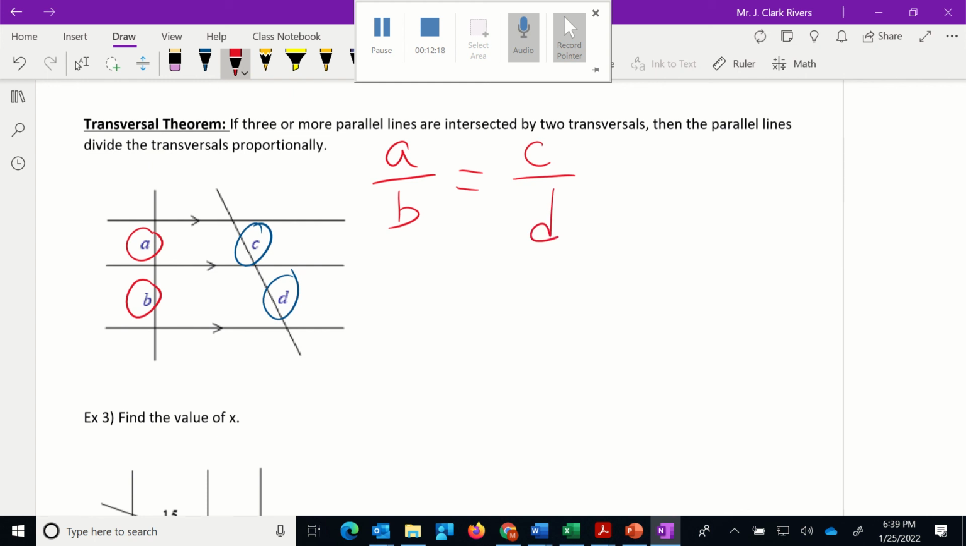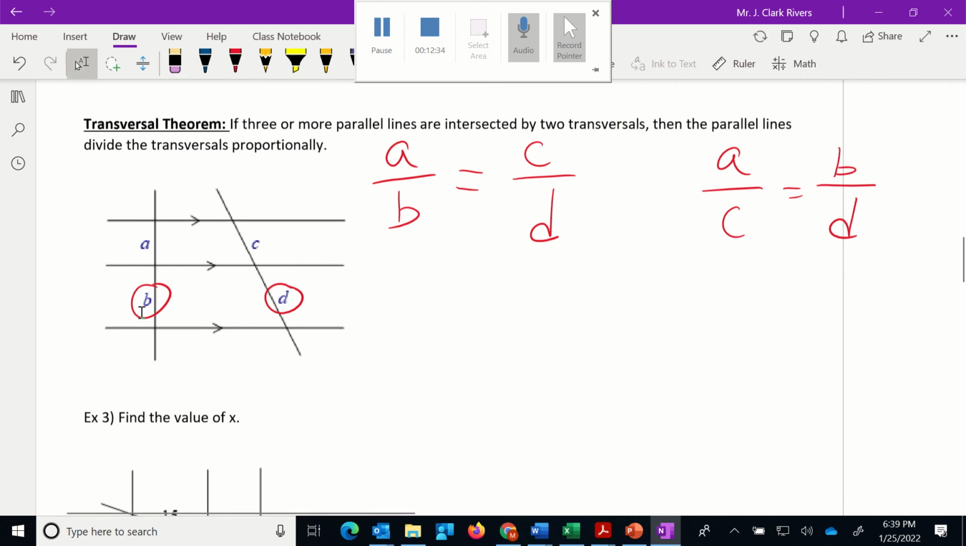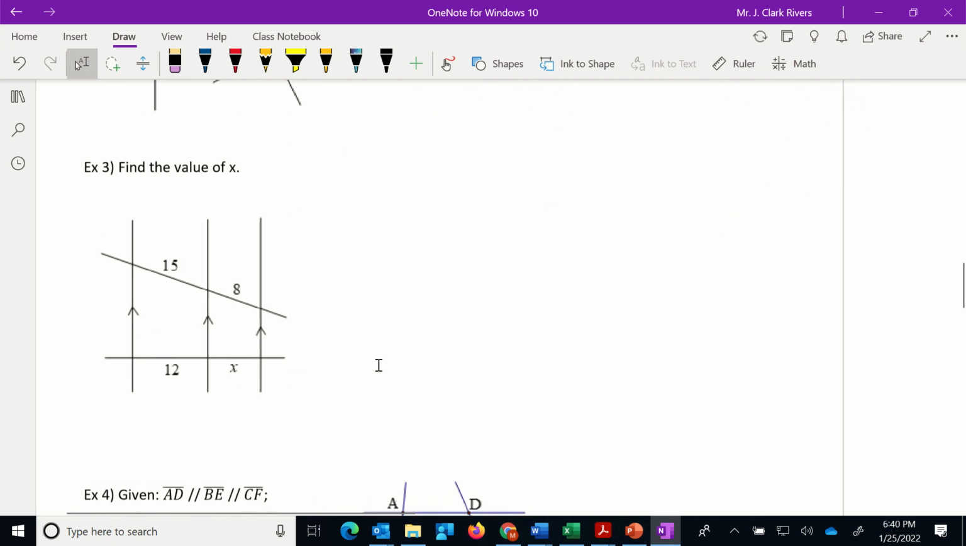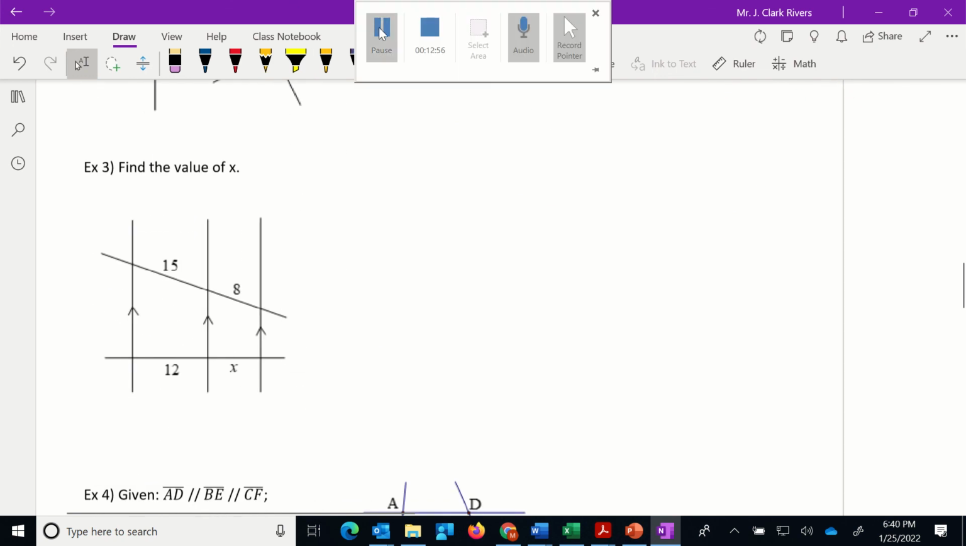Or you might say left over right. So like A over C is equal to left over right, B over D. Or you could do right over left, or you could do bottom over top. Any of these work. So there are 4 possible proportions that work here with this transversal theorem. So again, if 3 or more parallel lines are intersected by 2 transversals, then the parallel lines divide the transversals proportionally. So pause the video now, try example 3 on your own.